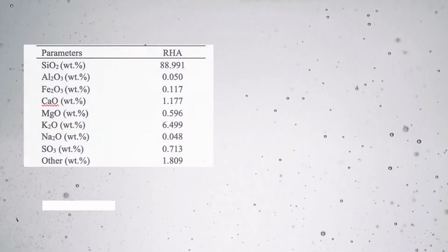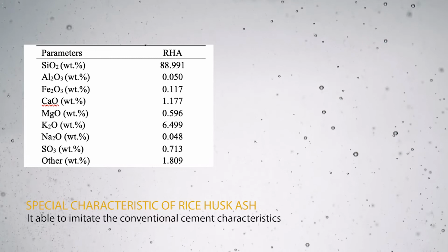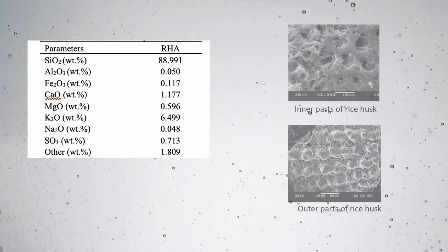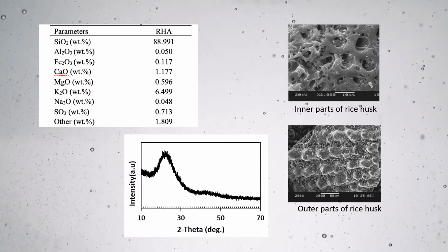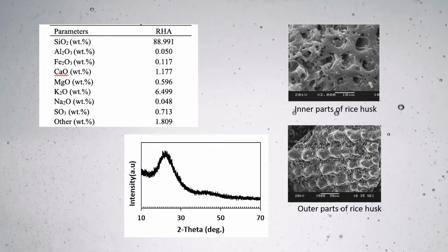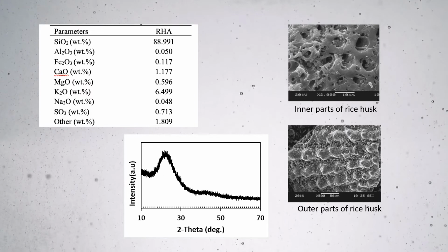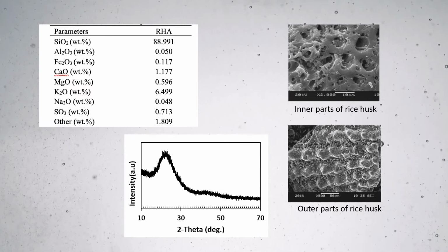The advantage of rice husk ash is that it imitates the conventional cement characteristics. The results show that rice husk ash contains high siliceous content and the ashes contain mostly amorphous silica phase. This rice husk ash is categorized as Class N pozzolanic material, complying with ASTM C618.